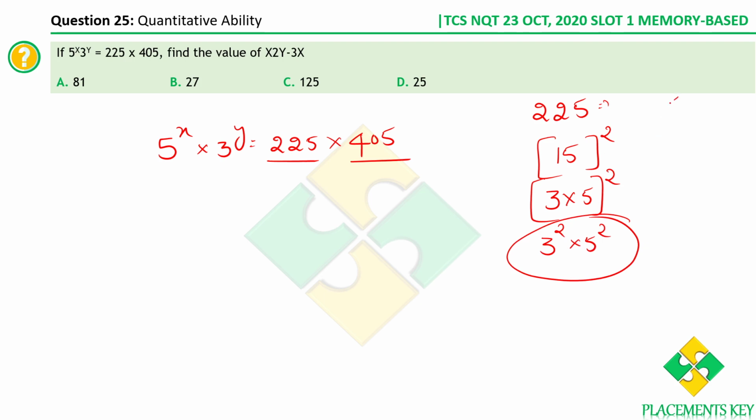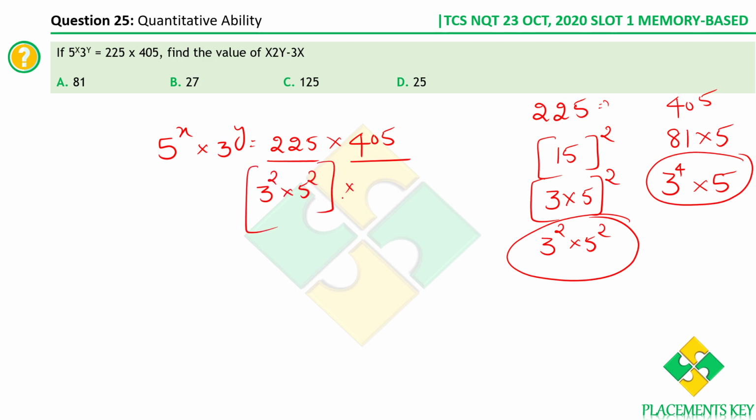Let's take 405. If you divide by 5, clearly it is 81 into 5. You already know what 81 is. 3 square is 9 and then 3 square is 9, so 81 is 3 power 4, that is 3 square into 3 square. So 405 is 3 power 4 into 5. Now let's write the values. 225 is 3 square into 5 square, and 405 is 3 power 4 into 5.